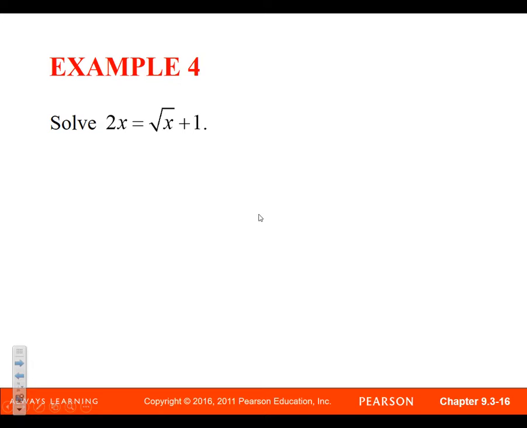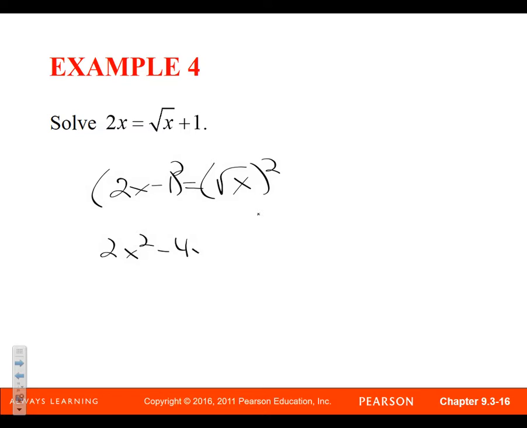So, how do you get rid of a square root? Square it. But make sure it's by itself first. So, 2x minus 1 is equal to the square root of x. Then I can square that. So 2x squared minus 4x plus 1 is equal to x, right? Kick that bad boy over. 2x squared minus 5x.